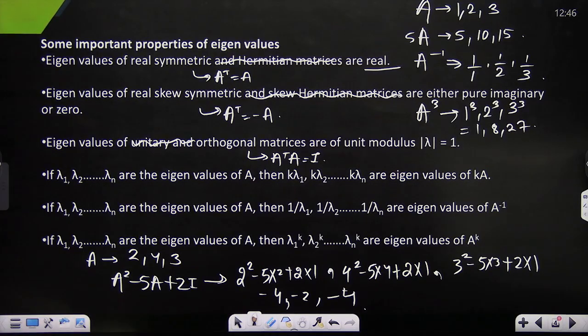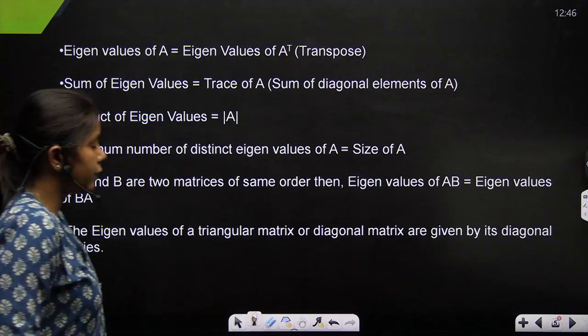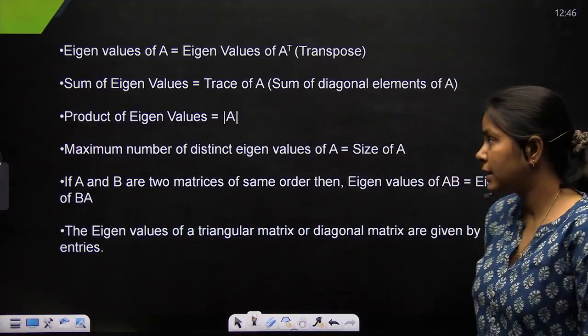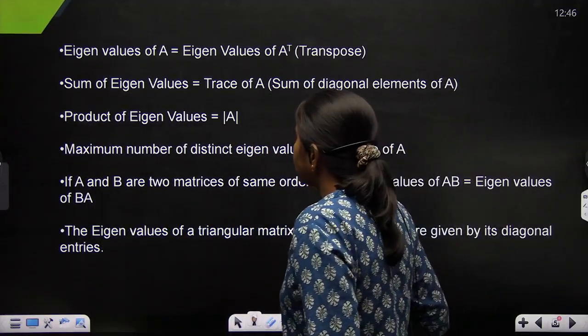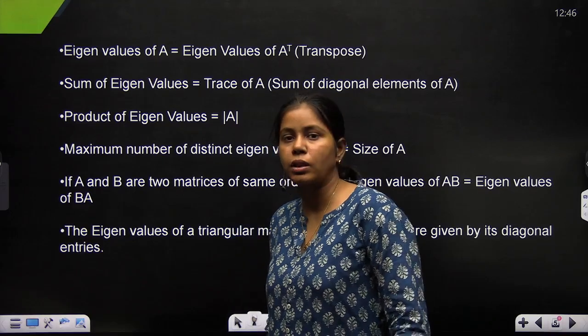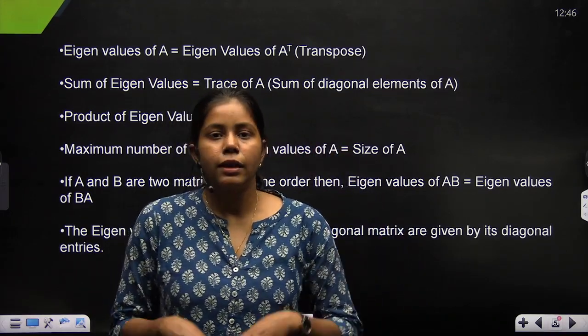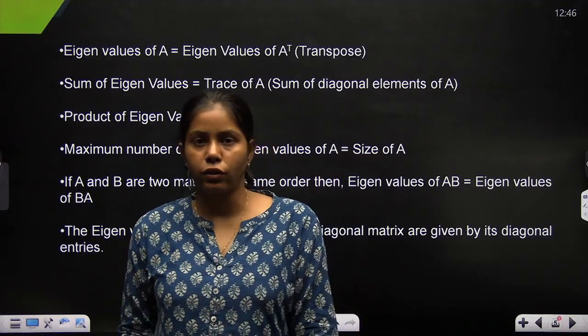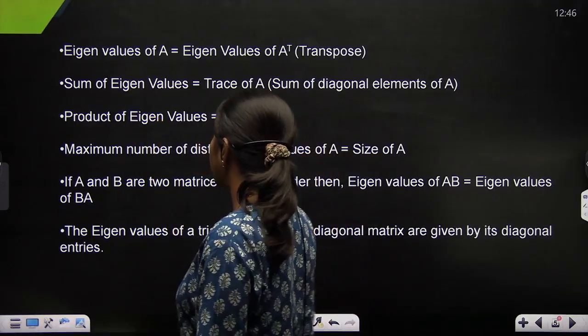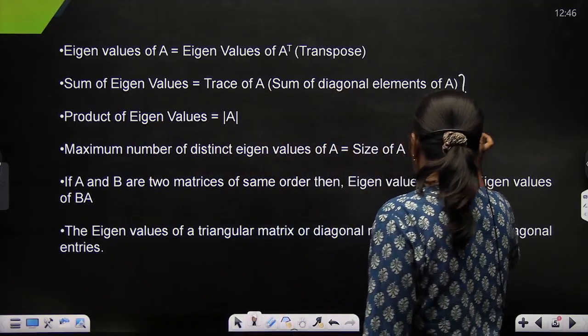Okay, so let's move on to further properties. Now they are saying that eigenvalues of A are equal to eigenvalues of A transpose. That means A transpose and A have the same eigenvalues. So if you have eigenvalues of A, you do not need to find the eigenvalues of A transpose. Now these two properties are really important for us.